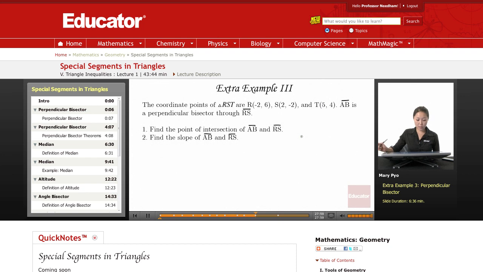Okay, so the coordinate points of triangle RST are those 3 points. AB is a perpendicular bisector through RS. Perpendicular bisector. Perpendicular. So it's this, right?